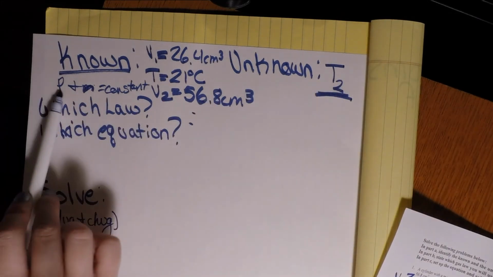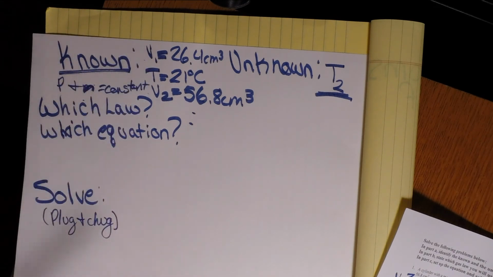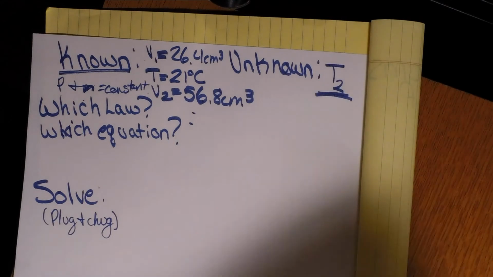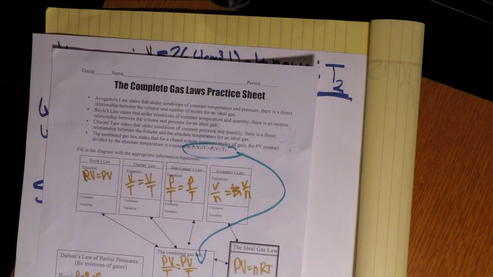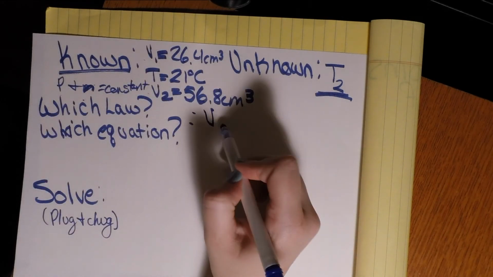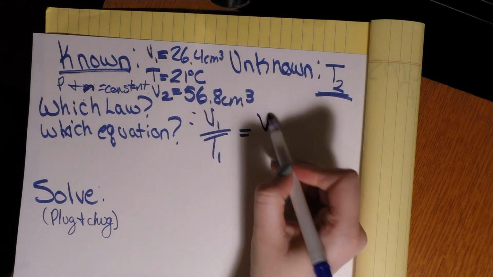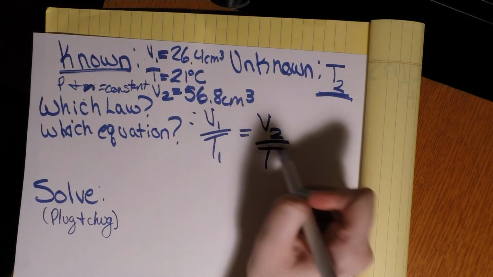So these two things are constant, and I have volume and temperature. So this tells me, looking at my notes here, that I'm going to be working with Charles' law. So the equation I'm using is going to be V1 over T1 equals V2 over T2.